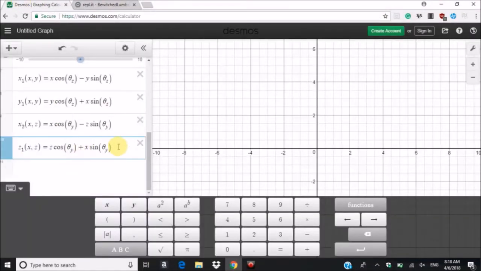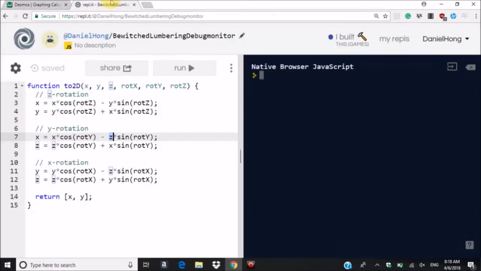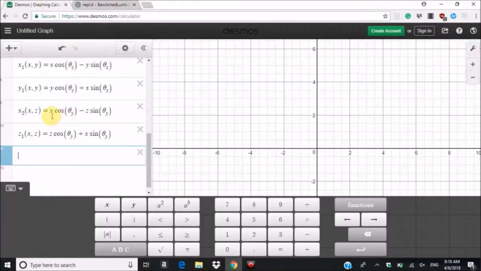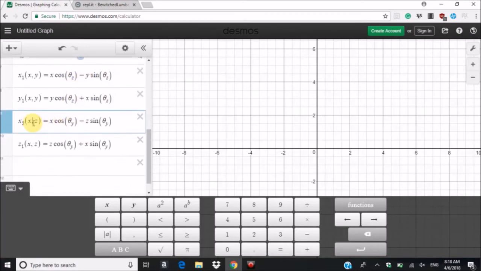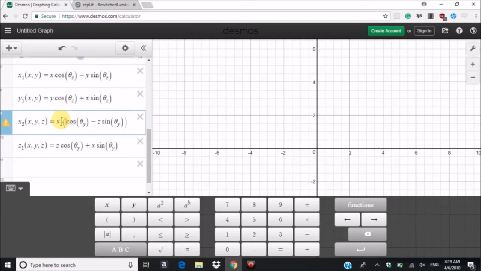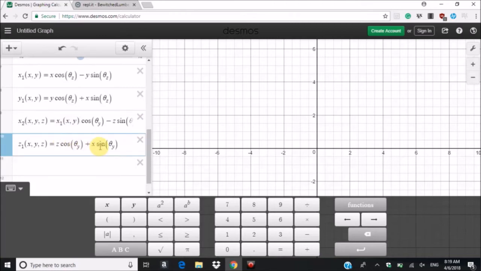I want to finish this one first. I made a mistake here. This should be x. We already need this extra y parameter here, because this x is actually x1 at xy, and this is the same thing, x1 at xy. So we're using xyz here, xyz here.